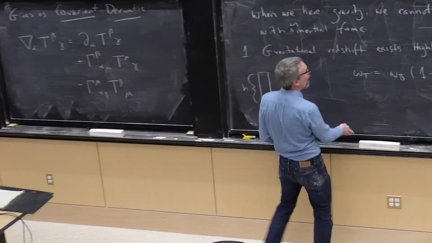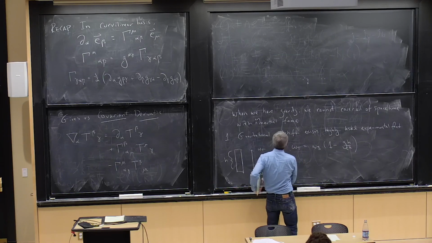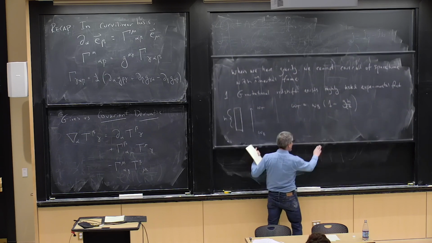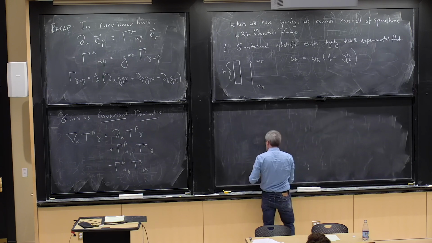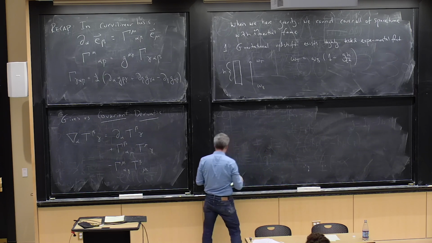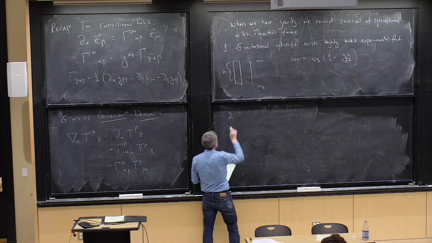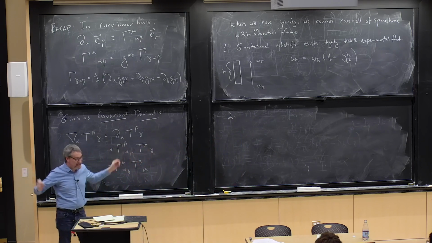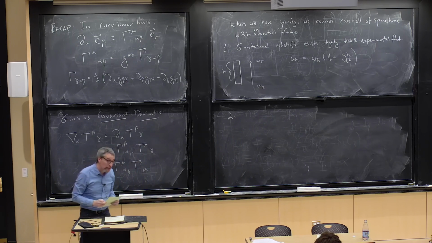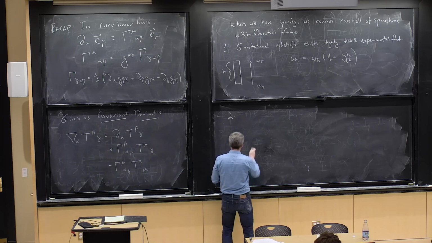Okay, so this is just part one of this argument that we cannot cover all of spacetime with an inertial frame. So here's part two of the argument. Suppose there was, in fact, a very large region of spacetime, let's say it's near the Earth's surface, that could be covered by a single Lorentz frame.